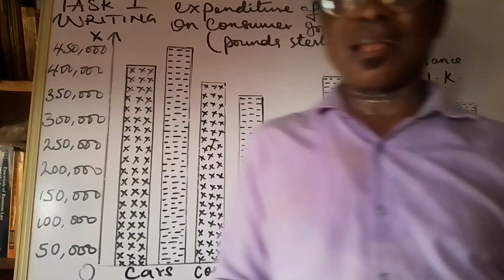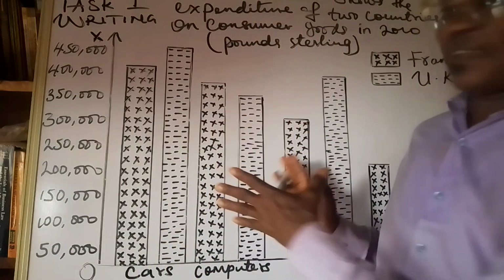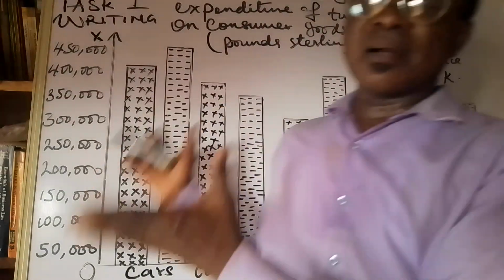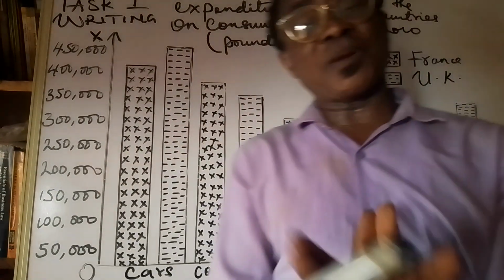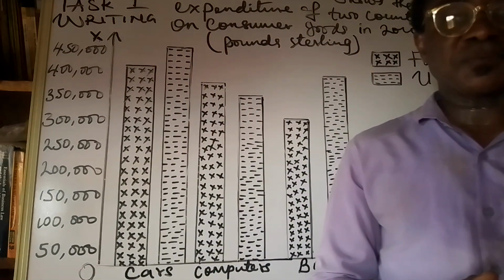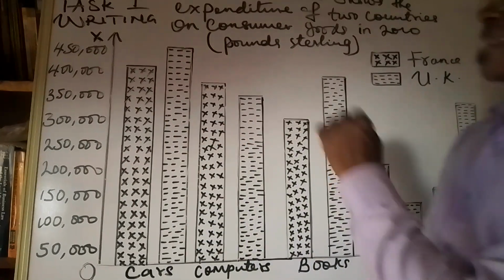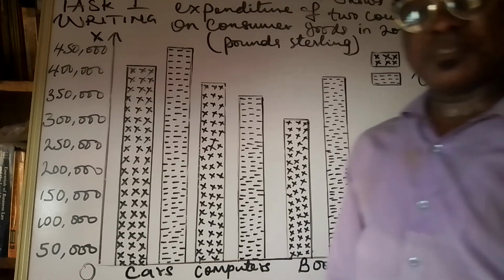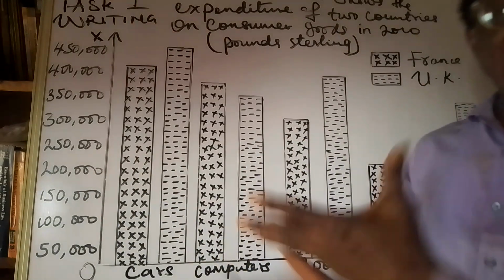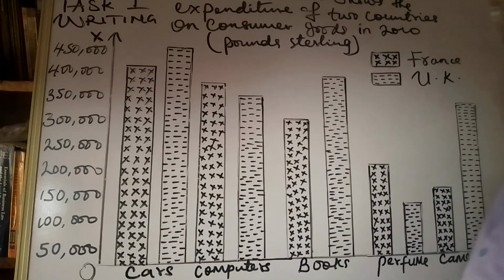This is the analysis. The IELTS writer is expected to present this analysis I've made in the second paragraph, the second paragraph after the introduction. It is called the overview. Then after that, the analysis proper comes in, where figures are now attached to the analysis. Let us take a closer look at the bars.